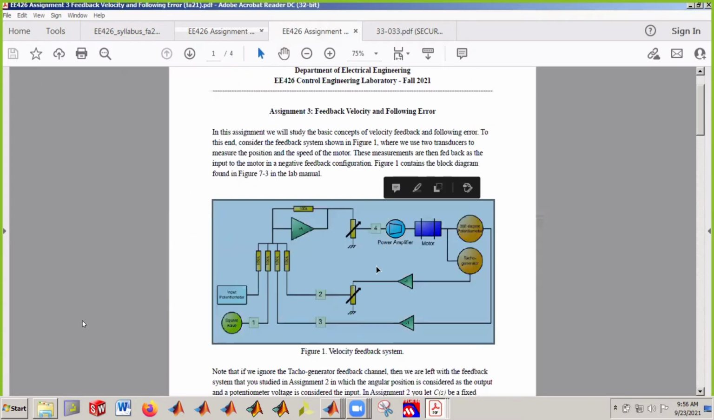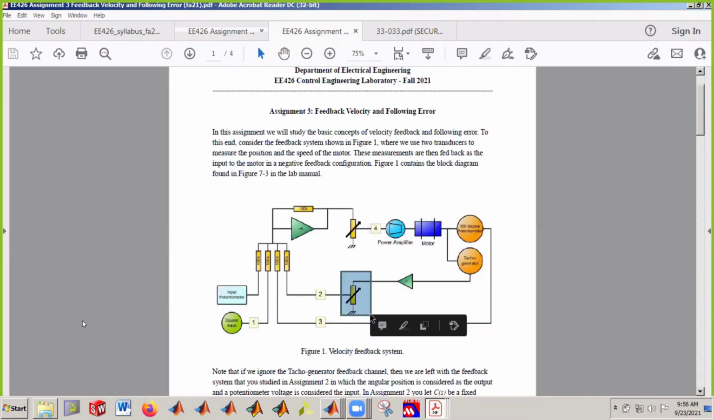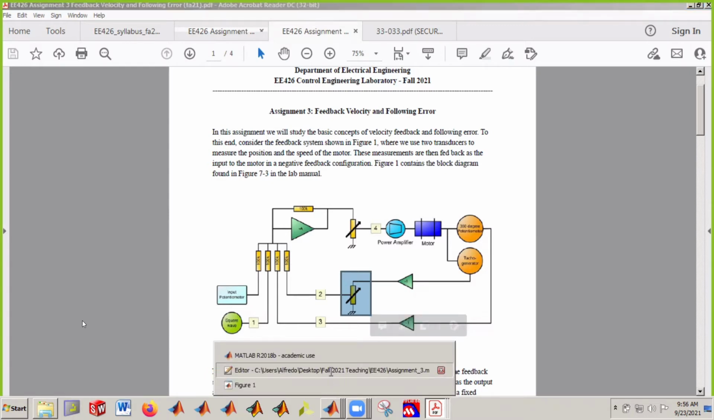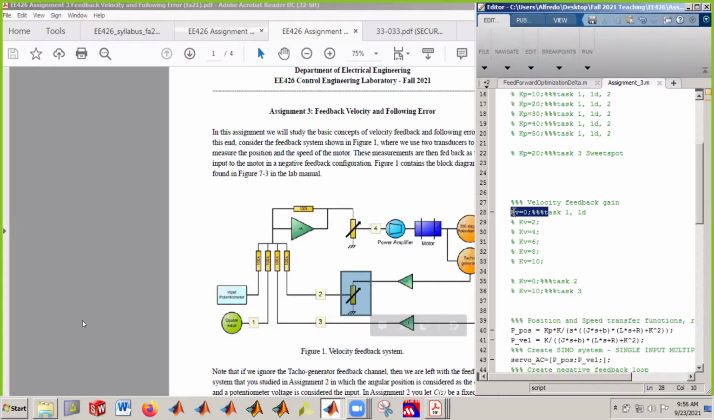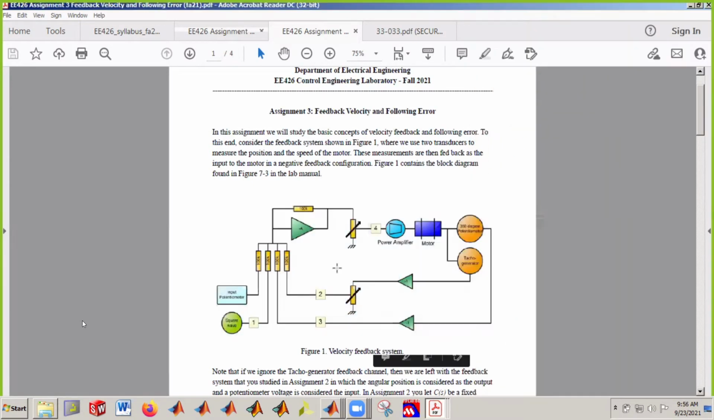That means this attenuator has been turned all the way left, or counterclockwise, so that there is no signal going through here. So when KV is equal to 0 in your code, you should think of this physically and say, okay, KV equals 0, that means there is no velocity feedback going back to the summing junction. Don't worry about what this is. This is just the way you physically set this up so that you can have the signals come in and be added or subtracted accordingly.